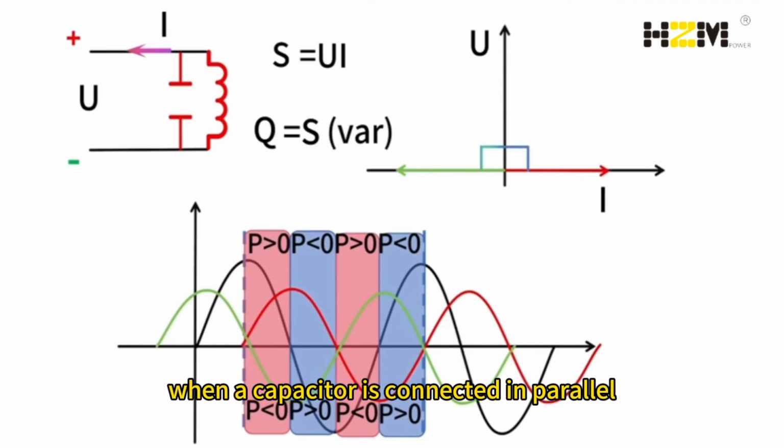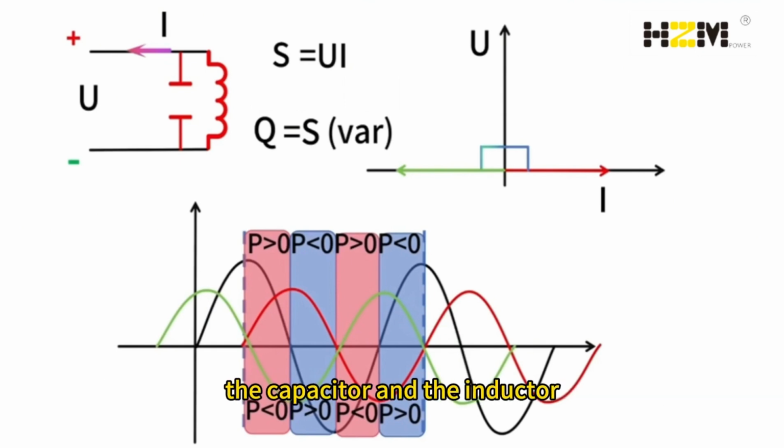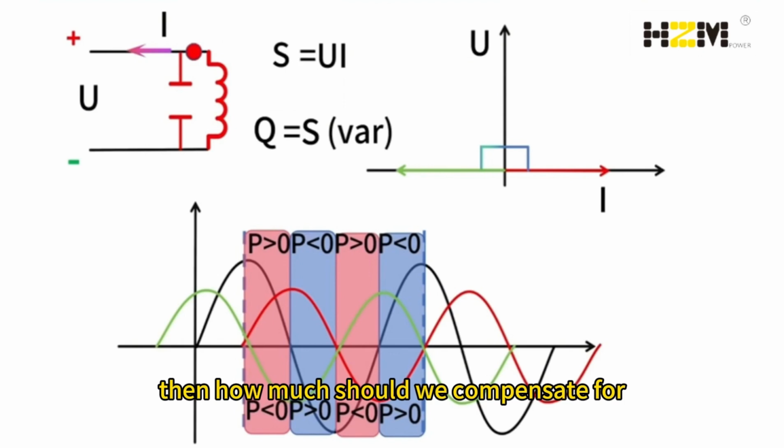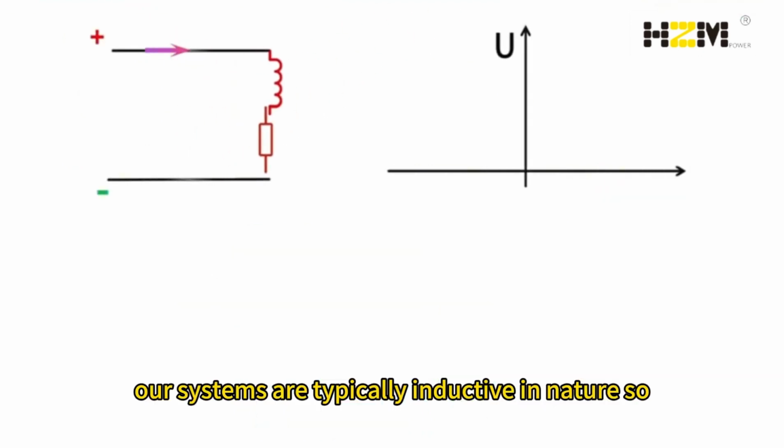When a capacitor is connected in parallel, instead of exchanging energy with the power supply, the capacitor and the inductor exchange energy with each other. Most noticeably, the current in the circuit is reduced, and line losses are also reduced. The advantages are clearly evident. Then how much should we compensate for? Our systems are typically inductive in nature, so.